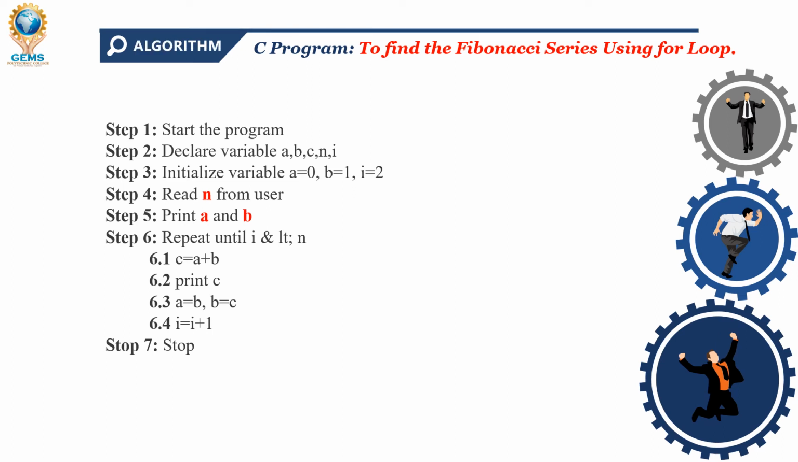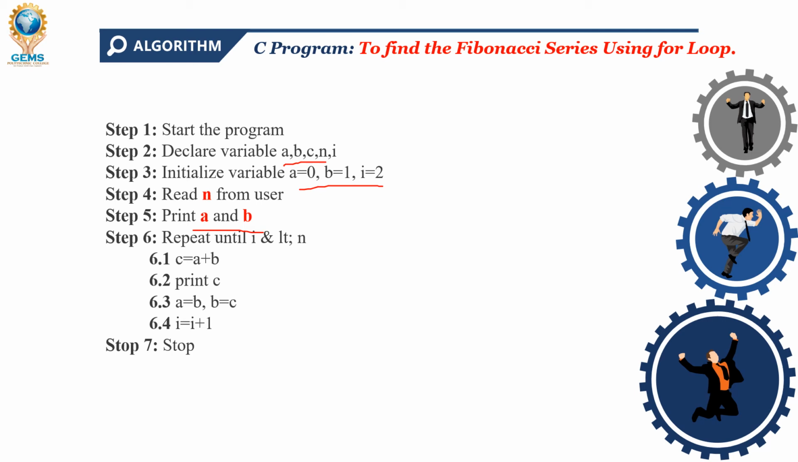So start the program. First point, we are going to start the program. Now we will declare the variables a, b, c, n, i. These are the variables we have to declare. Now initialize the values here: a equal to 0, b equal to 1, i equal to 2. I initialize the values. Now we are going to take n, that means the value of n, from the user.